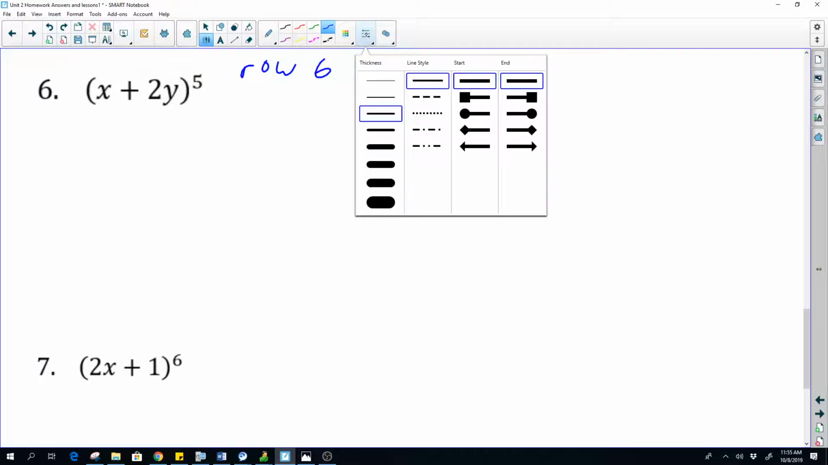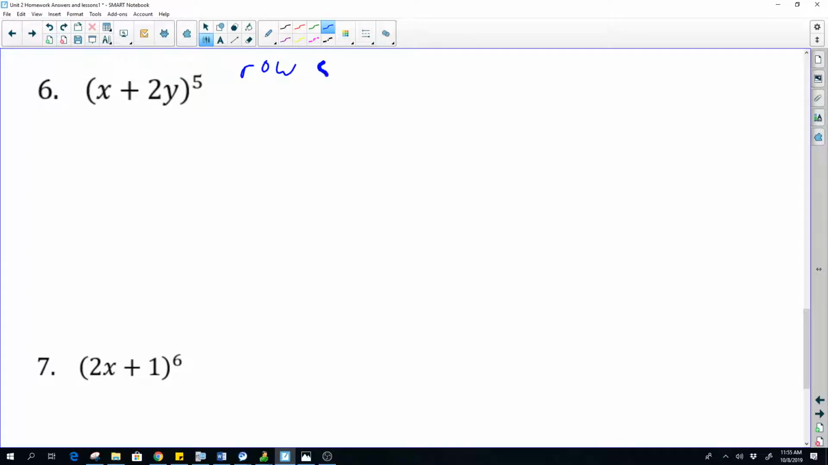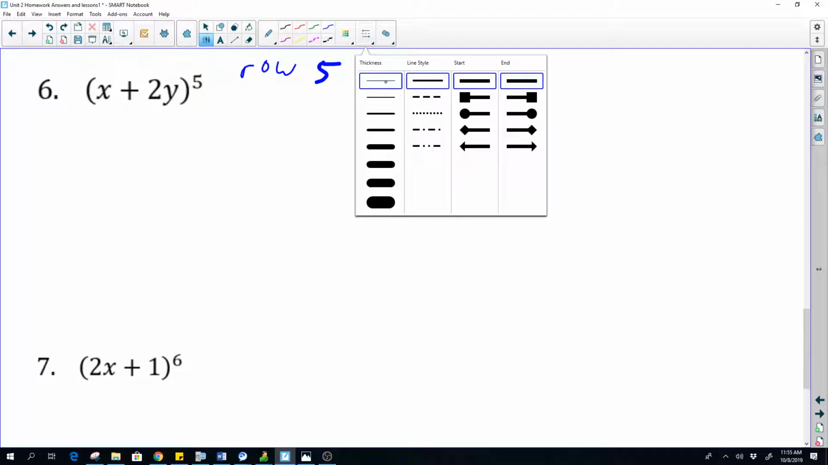Okay, the last one we'll do, maybe a harder one, is row 5. So we'll go ahead and do row 5 for this one. So now, what is row 5? Well, it's going to have 5 in it.